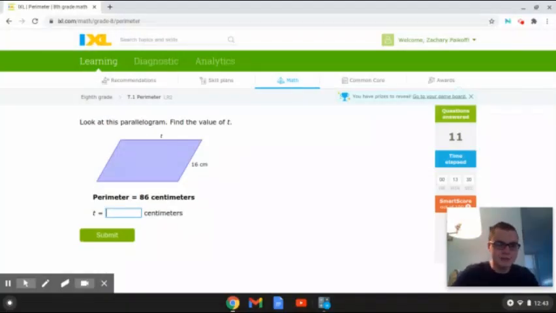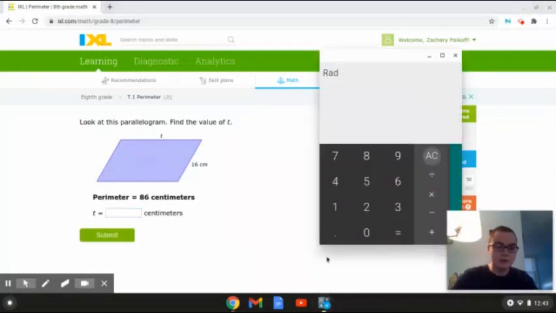Alright, so this next problem reads, look at this parallelogram and find the value of T. So as we can see here, this parallelogram has a slant height of 16 centimeters, and the perimeter of this parallelogram is equal to 86 centimeters. Okay, so we are given the perimeter and we have to figure out the side.